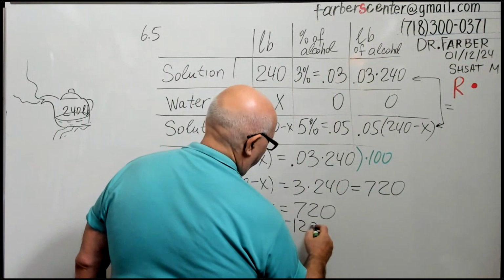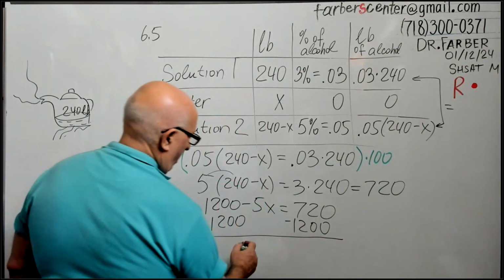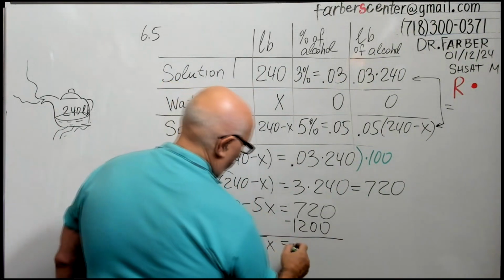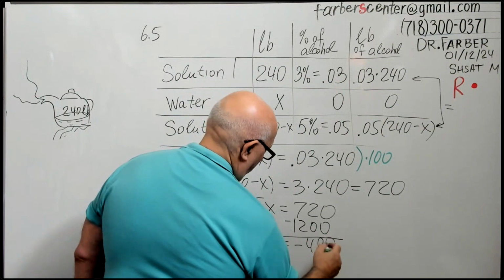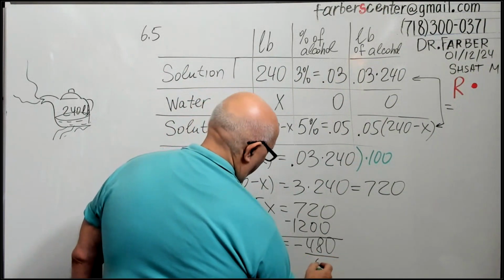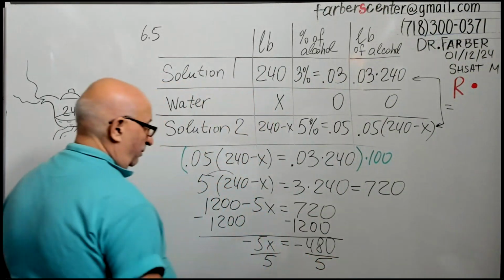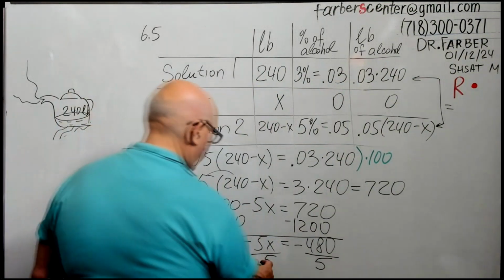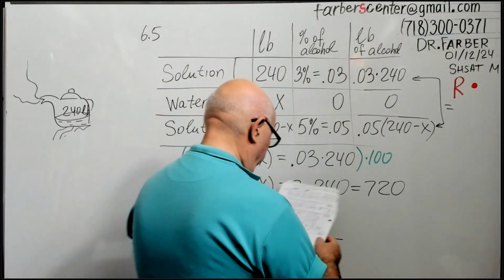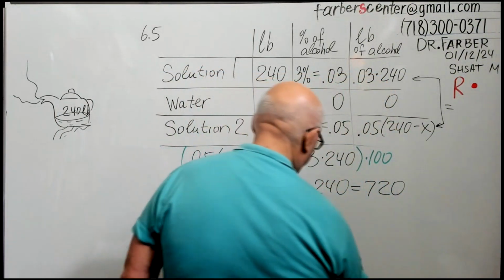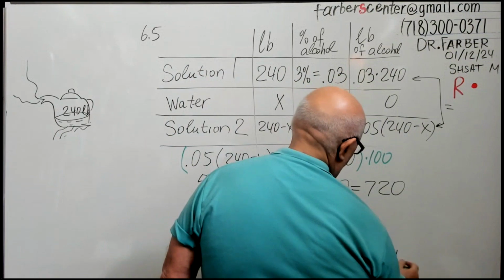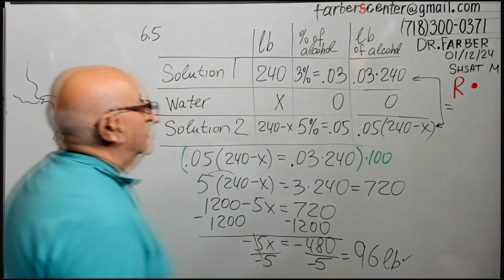Subtract on both sides. Minus 5x equals negative 480. Divide by 5, both parts, by negative 5. You do it instantly. Okay, what do we get? 96. 96, and the unit of measurement is pounds. Okay.